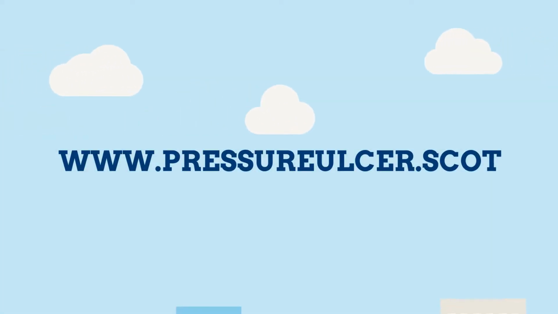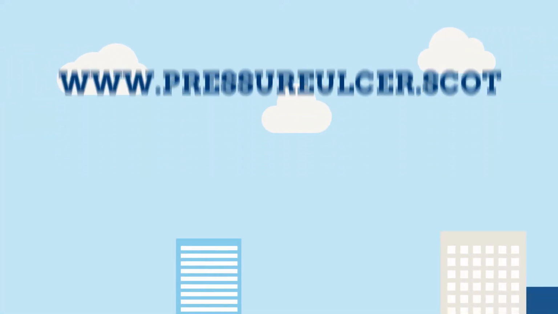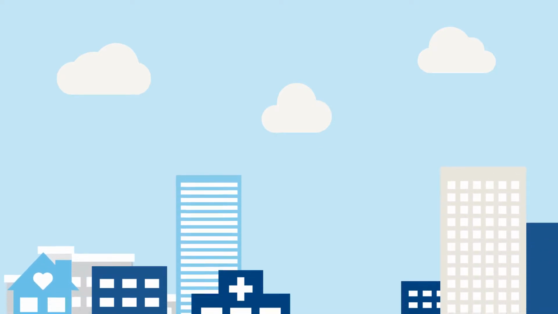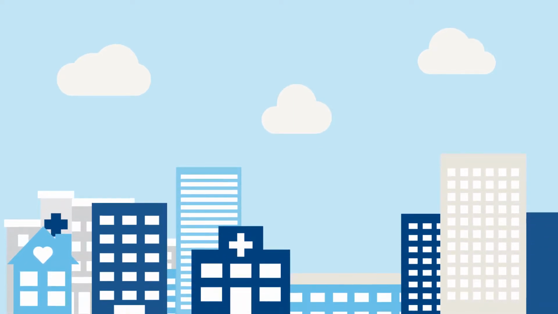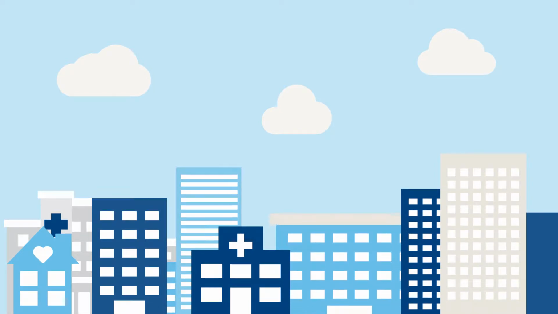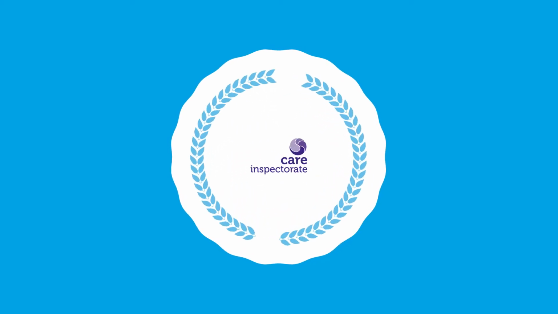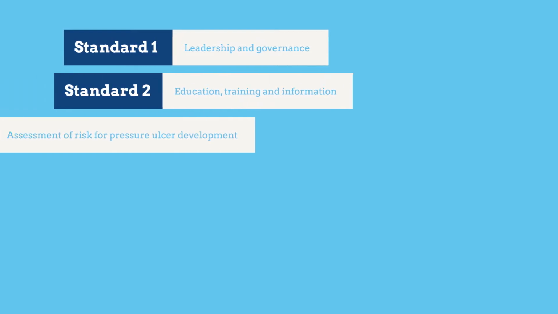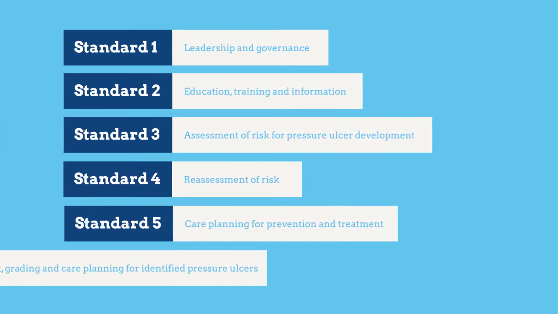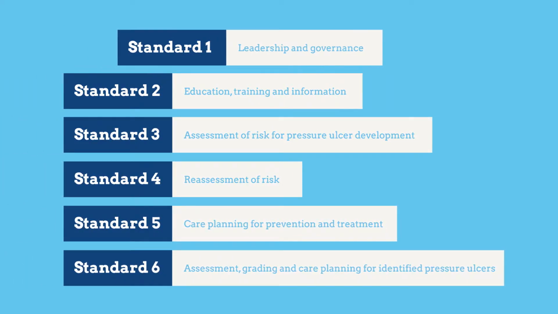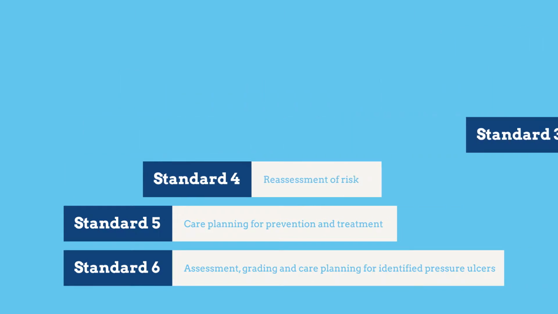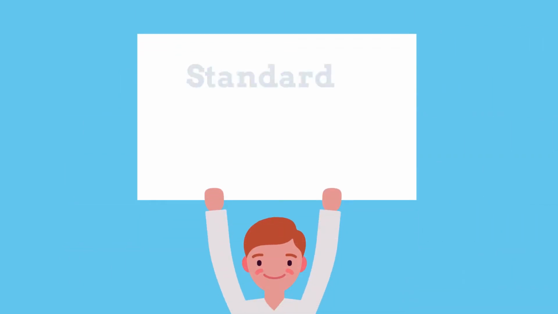The standards aim to ensure that anyone with a pressure ulcer, or at risk of developing one, receives high quality care and support, no matter where they are cared for. This includes care homes. The Care Inspectorate will use these standards when assessing the quality of care delivered by your care home. Do you know how many standards there are for the prevention and management of pressure ulcers? 6. Here is a quick guide to the 6 standards.